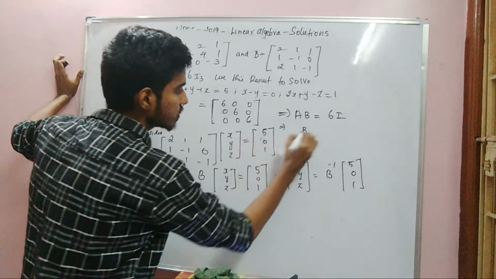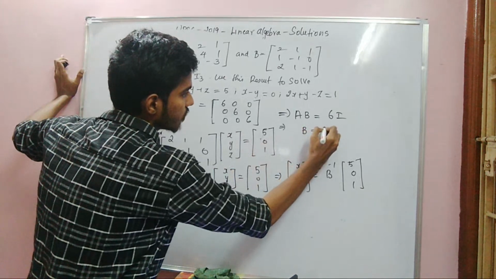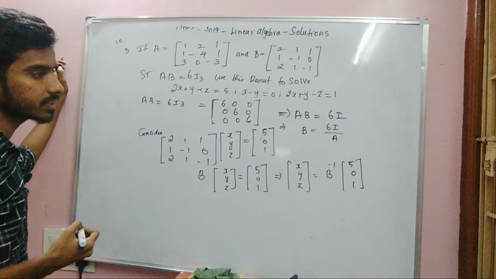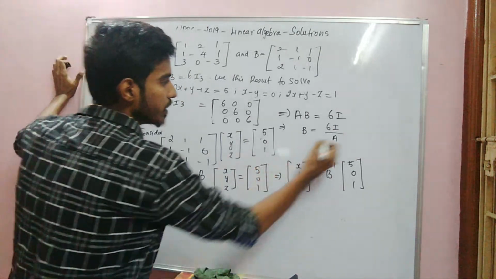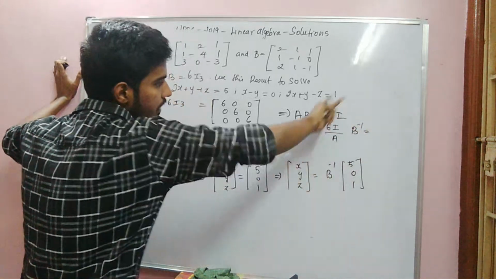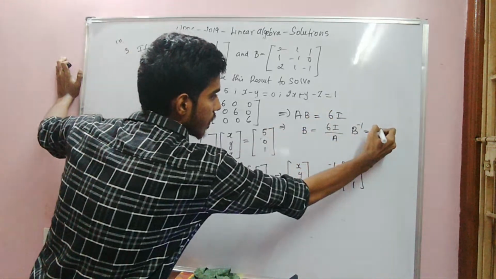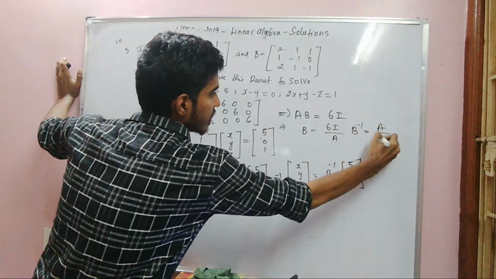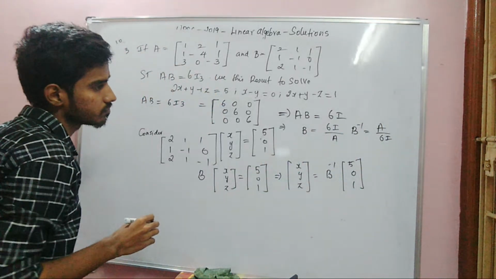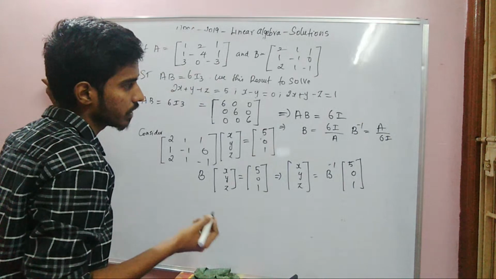Okay, don't think too much. So I can write B to be equal to 6I by A, right? Then what will be my B inverse? Our B inverse will be, it will get inverted. So we have A by 6I, or we can also prove this by B inverse.